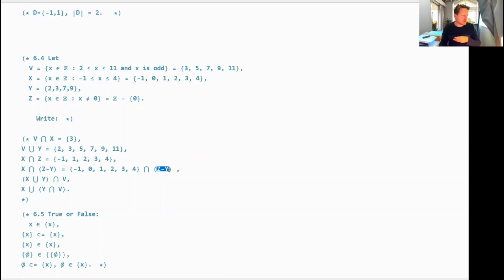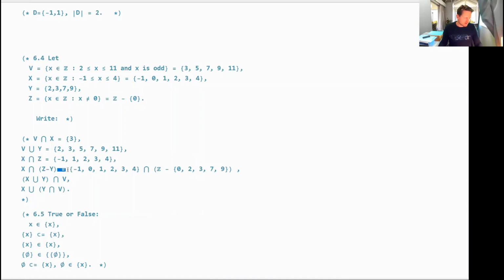So basically, we can view this with a set difference. So in other words, the integers except for 0 and except for the elements of y. So we also do not have 2, 3, 7, and 9 in this second set. Now if we're taking the intersection, we're asking what are the elements of this set that are also in this set, okay? So here we do not have 2, 3, 7, and 9, or 0 in the second set.